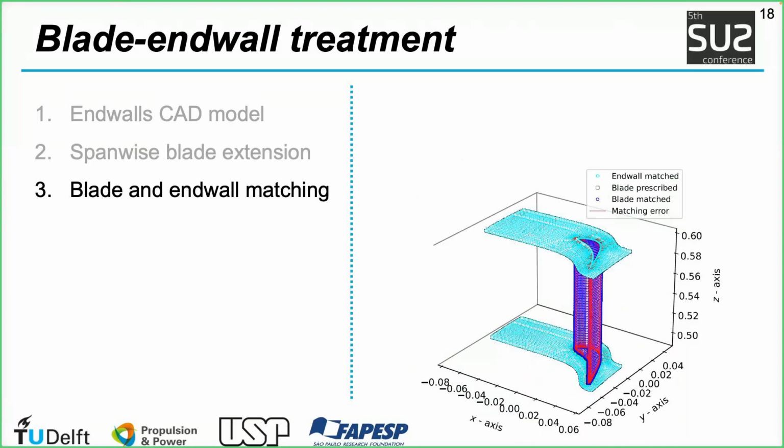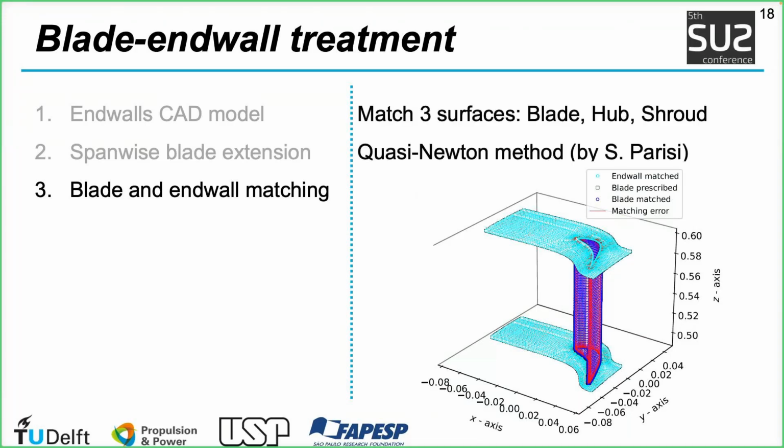Next, we had to extend the blade matching, the geometry matching procedure, to match both the blades and also the end walls. So we have a consistent geometry for our test case. So we match 3 surfaces using a quasi-Newton method proposed by a colleague of ours in our group.